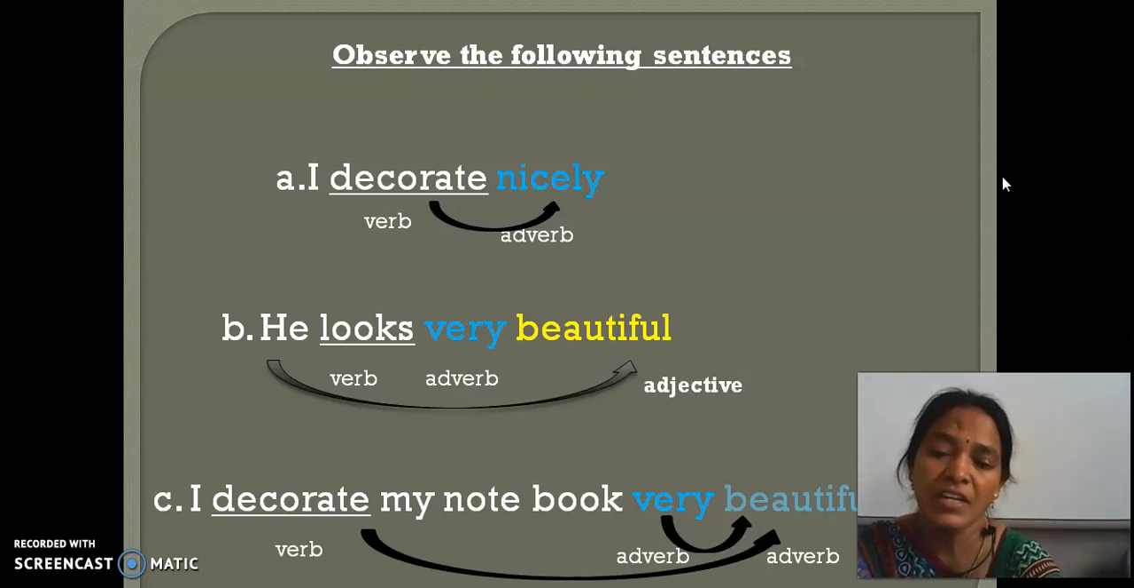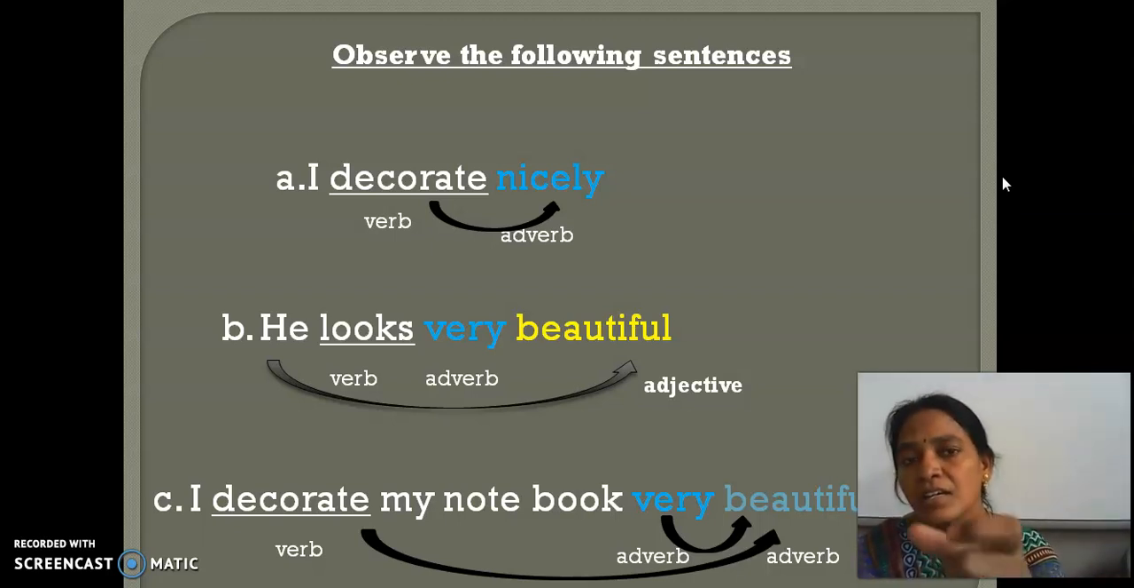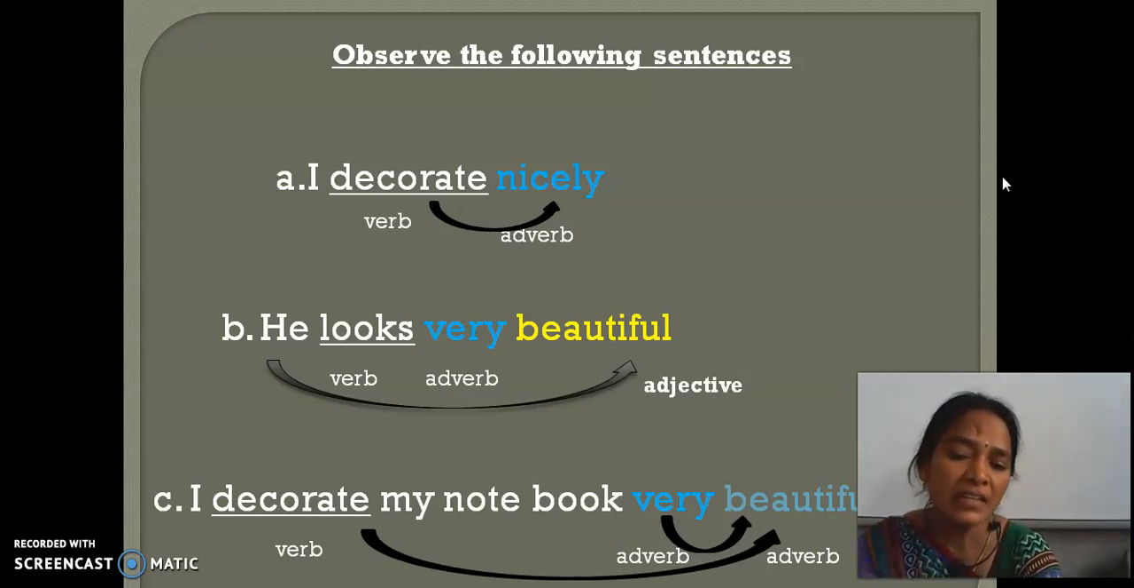It's defining, describing, adding more meaning to the word beautiful. So here, this little brother, the adverb, is beautifying the adjective. In the first sentence, the adverb added extra meaning to his brother, the verb. Here this adverb is adding meaning to his another brother, the adjective.